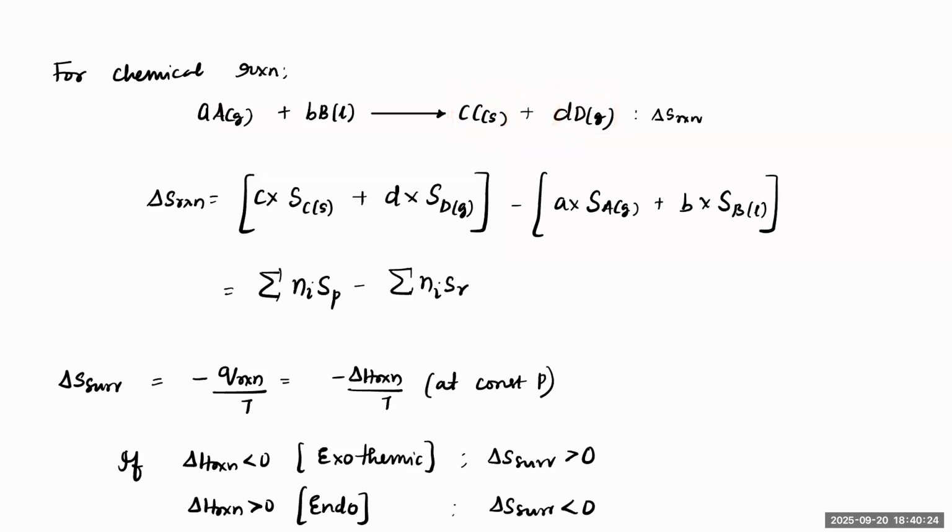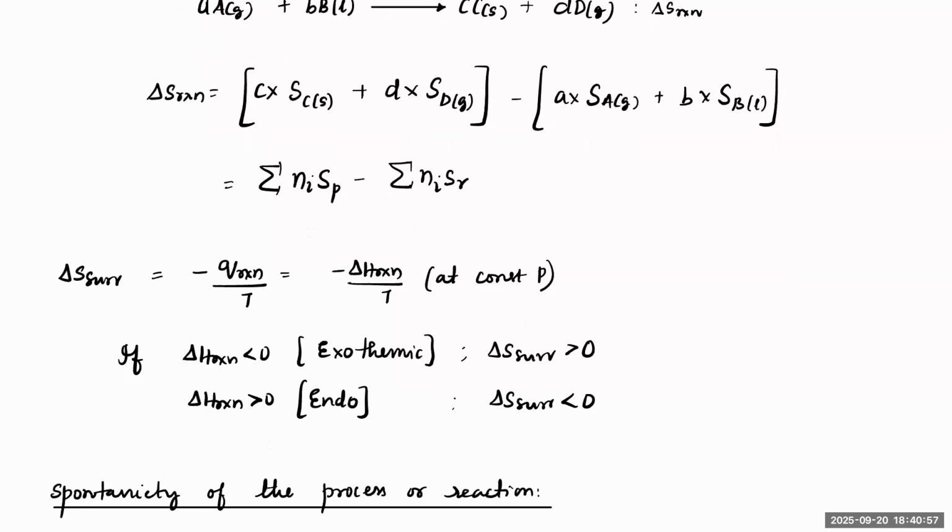And generally, whenever we write about any state function parameter in a chemical reaction, it's always the product's value minus the reactant's value. And the product's value is c into entropy of C plus d into entropy of D, minus a into entropy of A plus b into entropy of B. So that would be summation of n_i S_i for products minus summation of n_i S_i for reactants, products minus reactants. Correct? So this is how we can calculate delta S of the reaction.